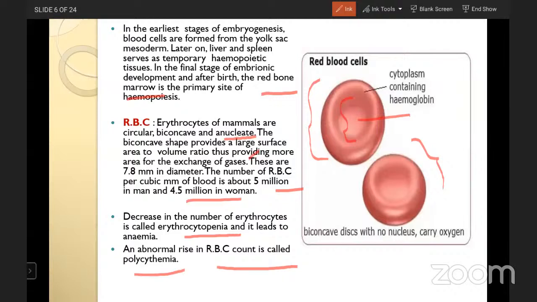Got it? So these are some points regarding RBCs. Once again, we go for the points. In the early embryonic stages, the production of blood cells takes place from the yolk sac mesoderm. Later onwards, the liver and spleen. And after birth, the red bone marrow is the primary site of hemopoiesis.